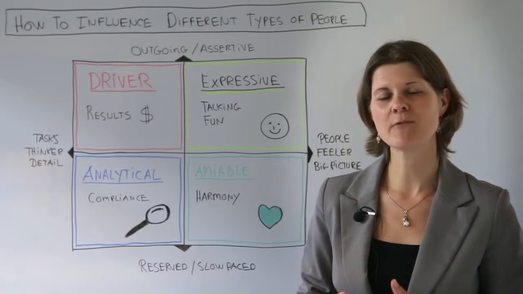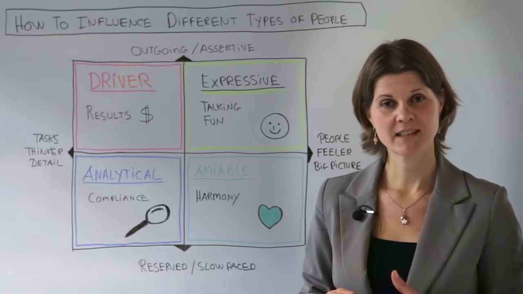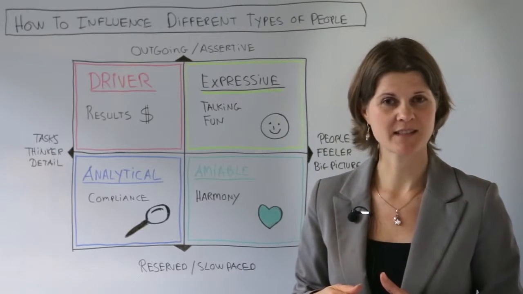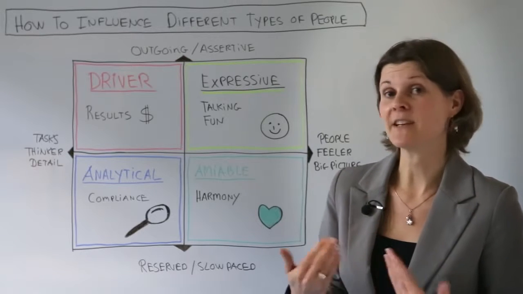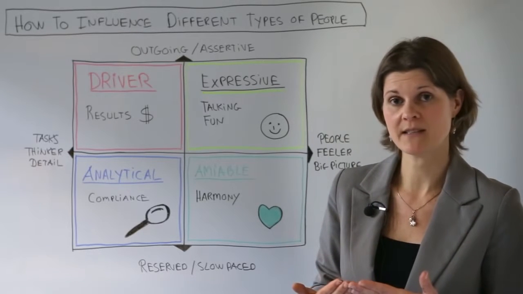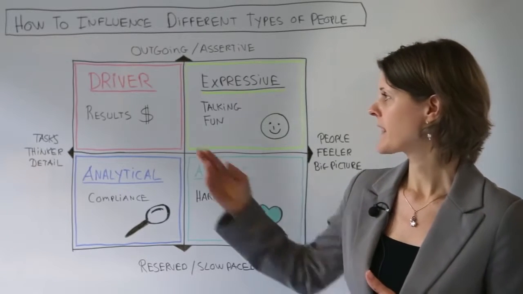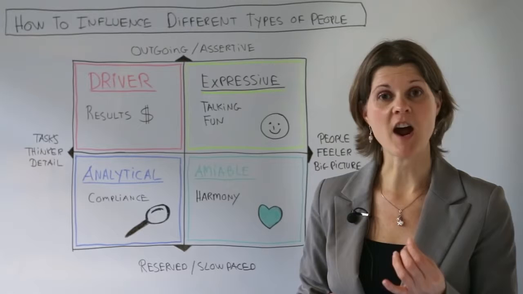Towards the bottom of the screen, we have someone who is more reserved and slow-paced. And at the top, we have the opposite, someone who's outgoing and assertive and much more fast-paced. That gives us these 4 basic types. Let's start with the red, with the driver.